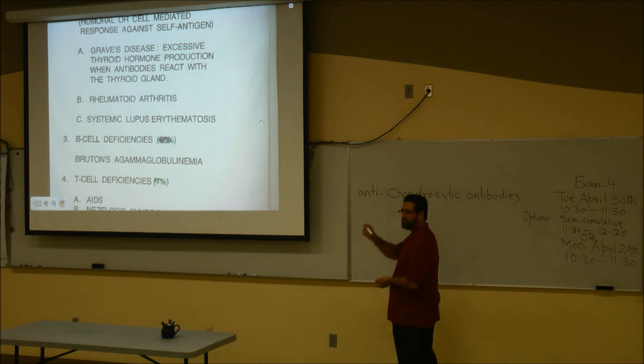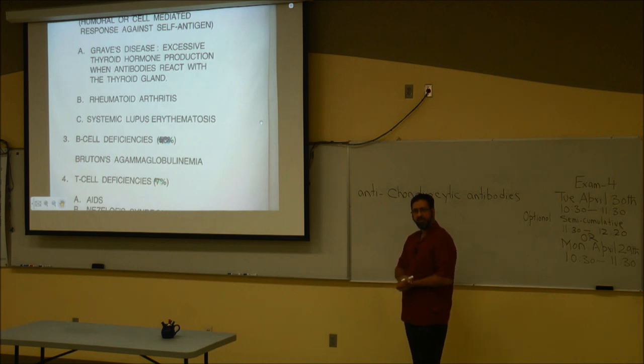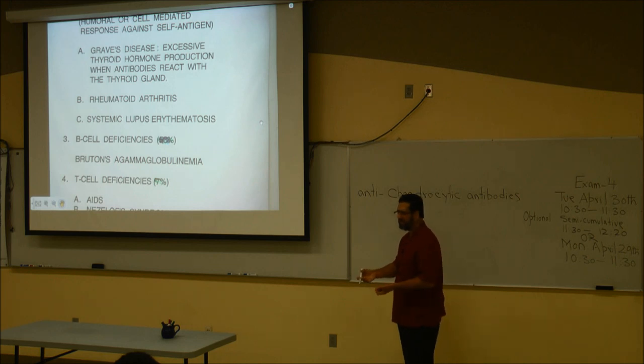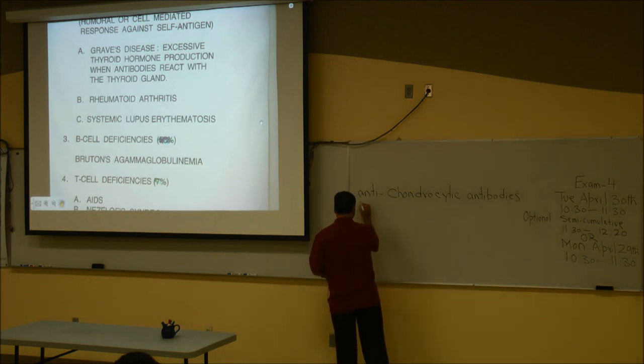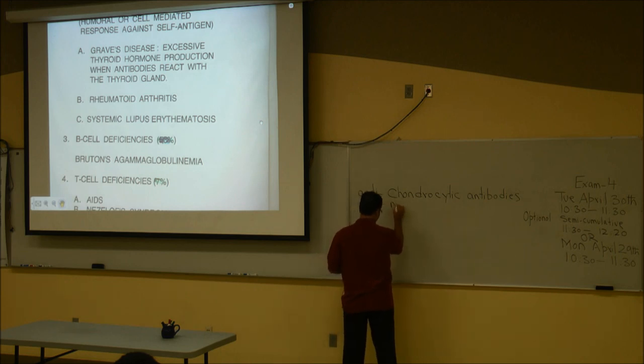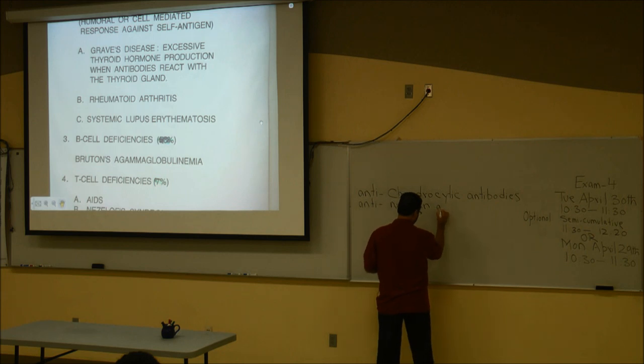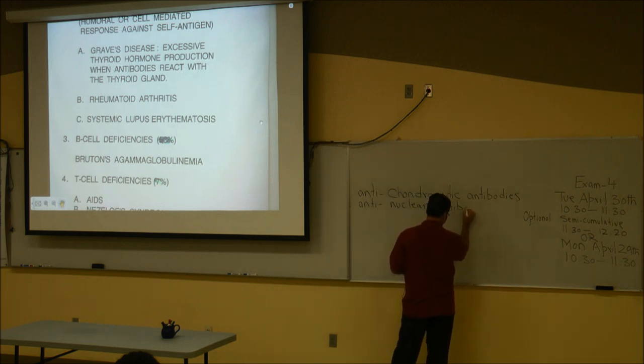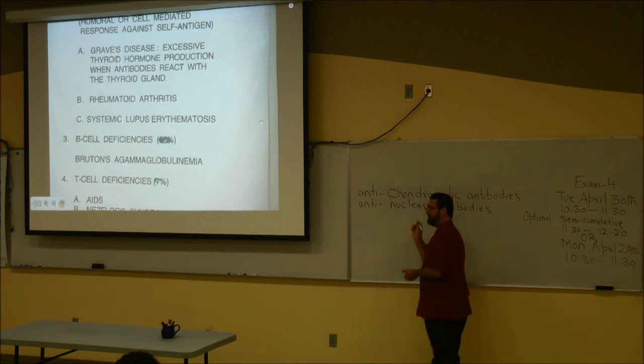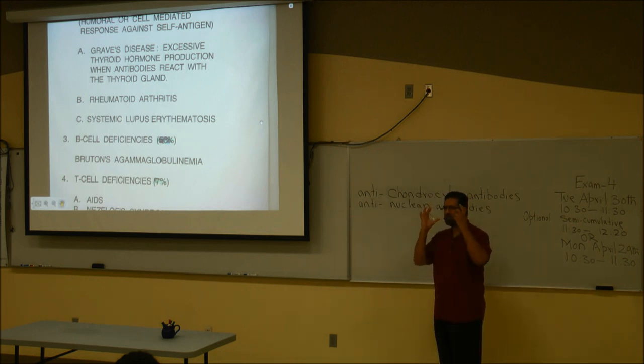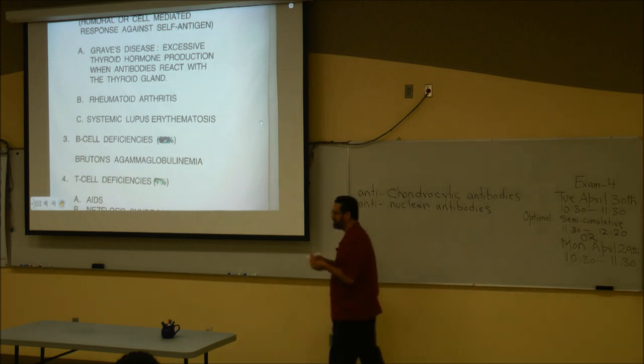Lupus erythematosus, what antibodies are made? Every organ, why? Anti-nuclear antibodies, anti-RNA and DNA, bad. Okay, anti-nuclear antibodies. And one of the characteristic signs of that is a butterfly rash in the face. Okay, because they accumulate.